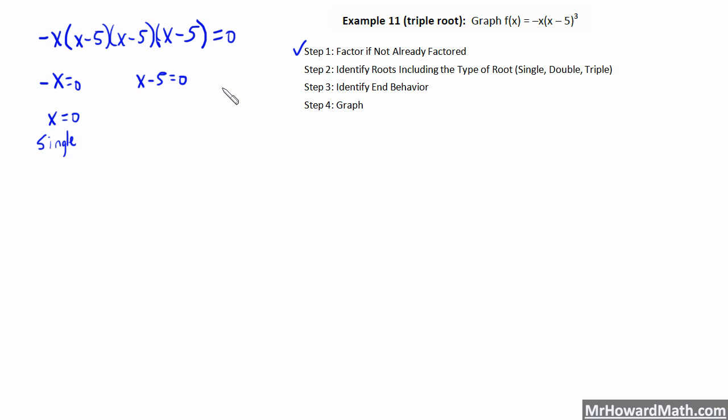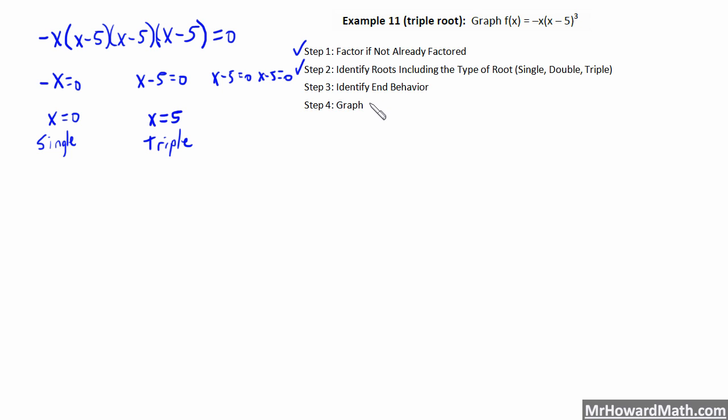And x minus 5, we actually have 3 of these. So x minus 5 equals 0. X minus 5 equals 0. We're all going to get the same answer. So it's x equals 5. You would just add 5 to both sides there. So x equals 5, and that is a triple. Okay, it's a triple because we have 3 of them. Alright, so we have a single root at x equals 0, and we have a triple root at x equals 5. Alright, so that part is done.